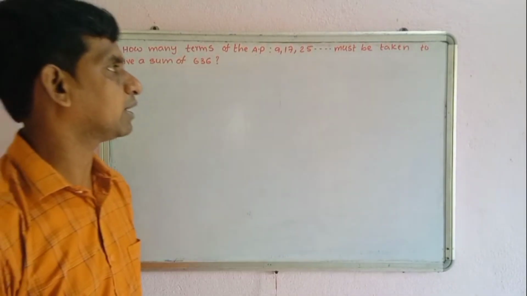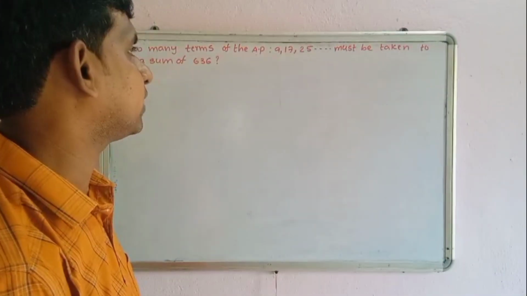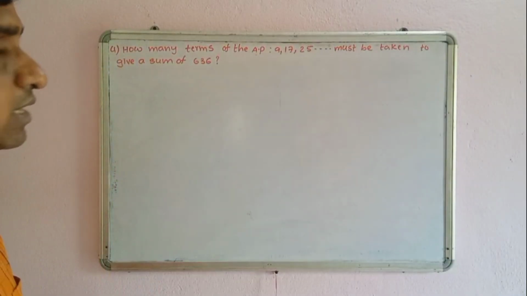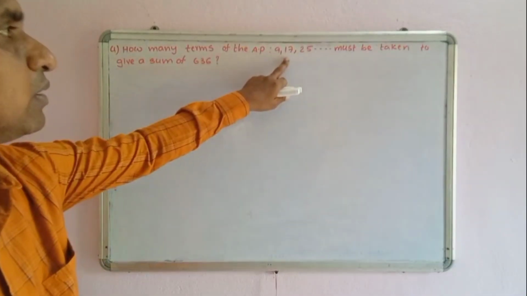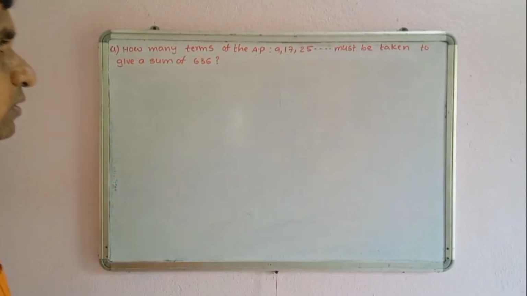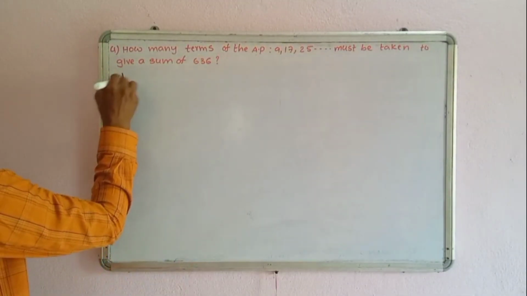Terms of the AP 9, 17, 25, and so on must be taken to give a sum of 636. If we keep going like this in this AP, how many terms will give you a sum of 636? Okay, see what is the given AP first.